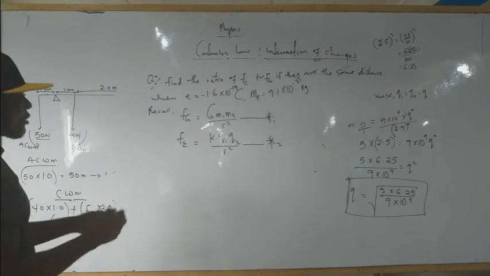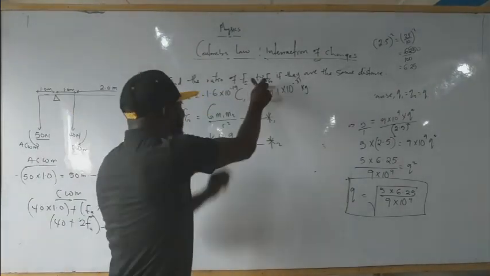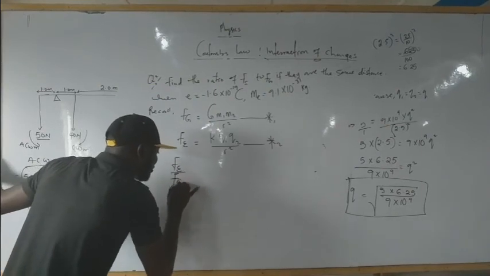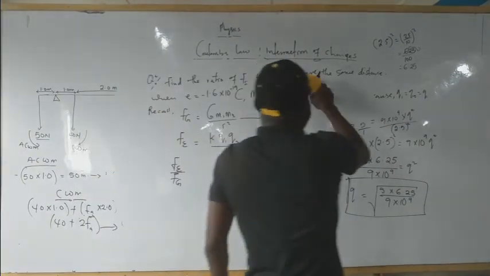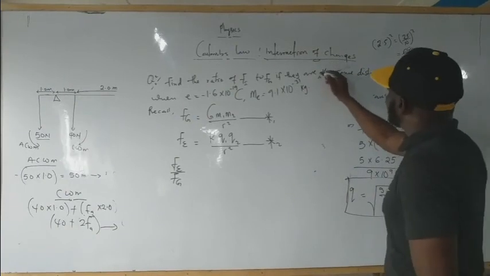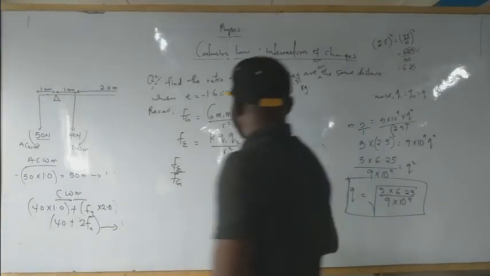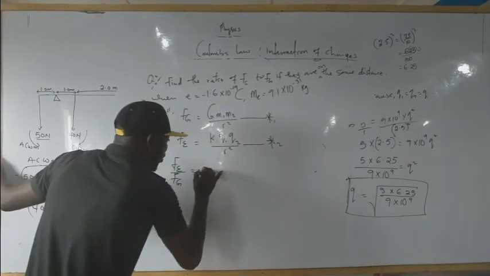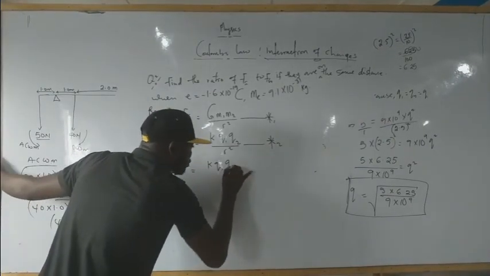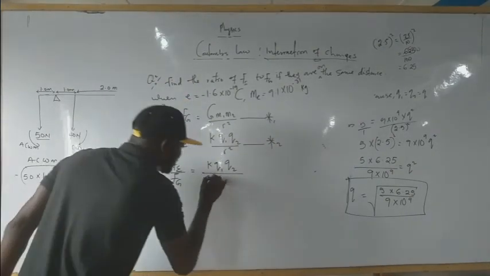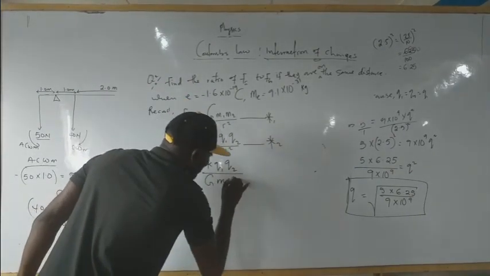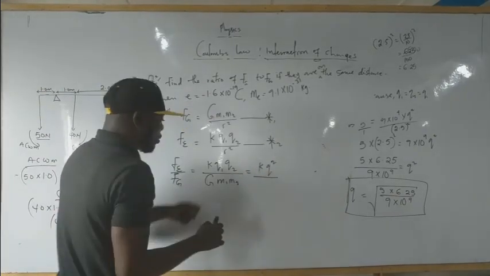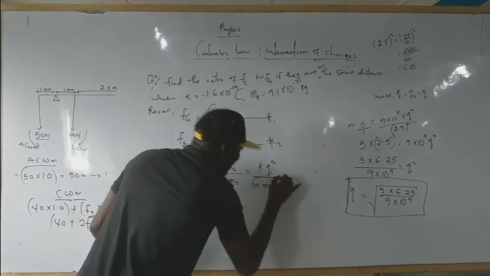So we have to find the ratio of these, that will be Fe to Fg. Since they are at the same distance, R is the same. So we can have K Q1 Q2, everything over G M1 M2, which equals K Q squared over G M squared.